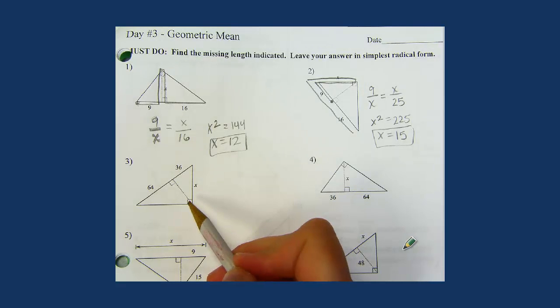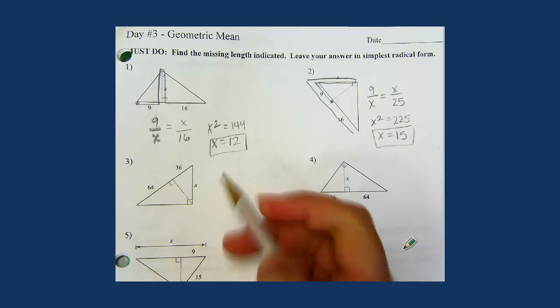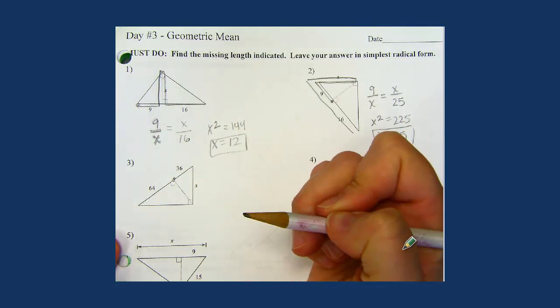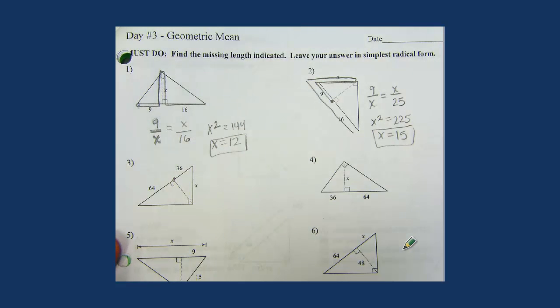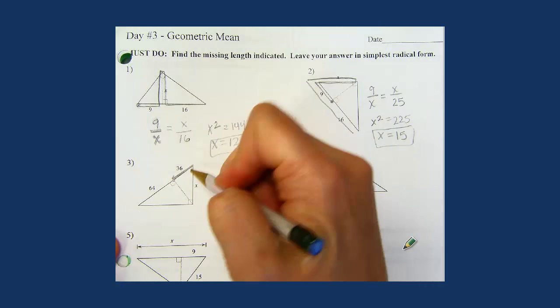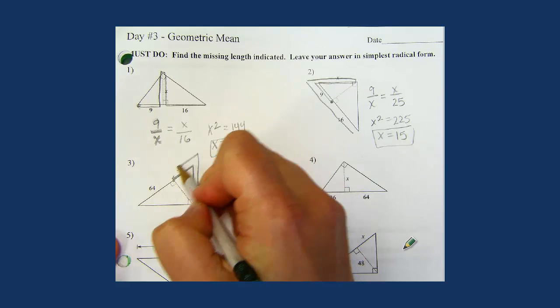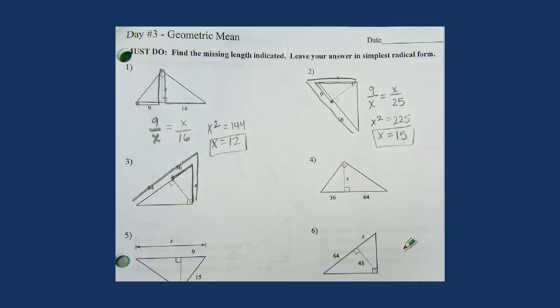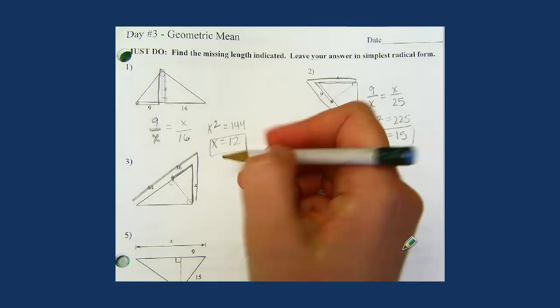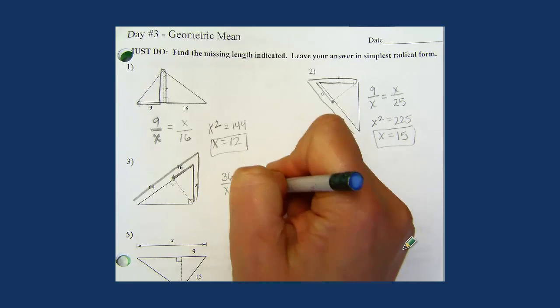Okay. Again, same thing down here. We do not have any information about the altitude, so we start at the bottom of the altitude and we go towards the side that we know the most information about, which is over here. So we cross over the 36, cross over the x, back down the x, and then all the way across. So when we do that, we end up with 36 over x equals x over 100.